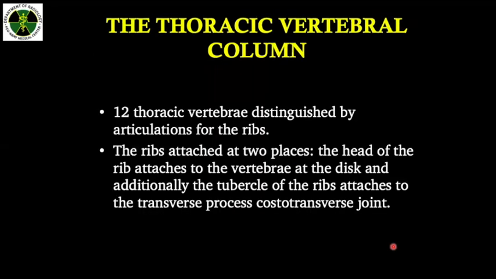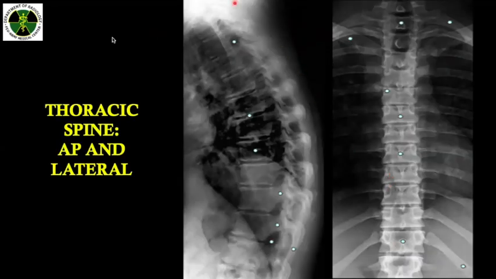The 12 thoracic vertebrae are distinguished by articulations for the ribs. The ribs are attached at two places. The head of the rib attaches to the vertebrae at the disc, and the tubercle of the ribs attaches to the transverse process of the vertebra, the costotransverse joint.